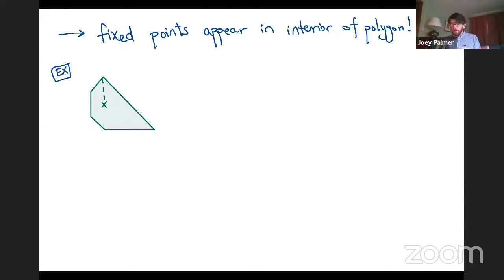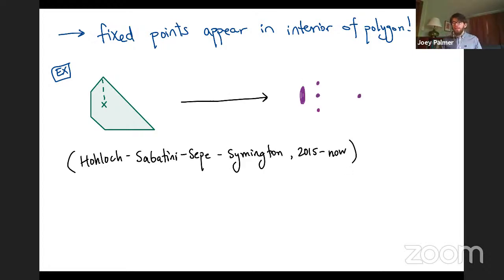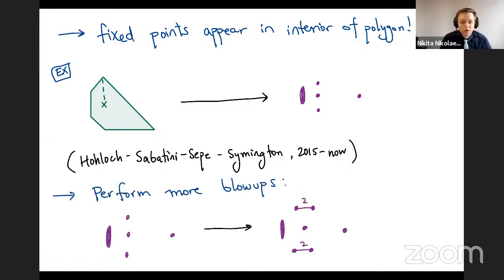Here I've drawn a perfectly valid semi-toric polygon, and you can find the associated S1 space to be exactly the Karshon graph that we had earlier, the one that couldn't lift to a toric system. This has been studied by Hohloch, Sabatini, and Sepe, and also Hohloch, Sabatini, Sepe, and Symington, a series of papers that are still coming out.